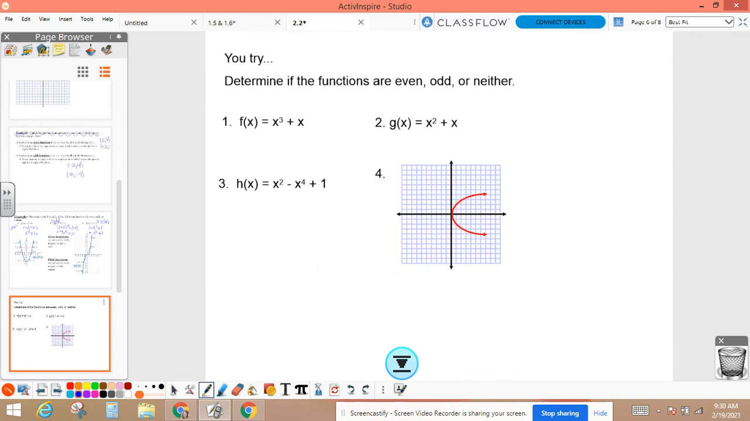All right, so here's some for you to try. All right, so just looking at the picture, I vote that this one is a neither. I don't know what happened, why I can't write all of a sudden.